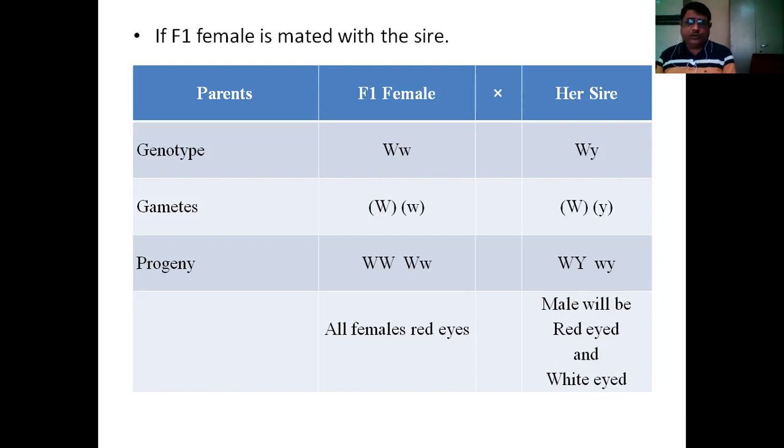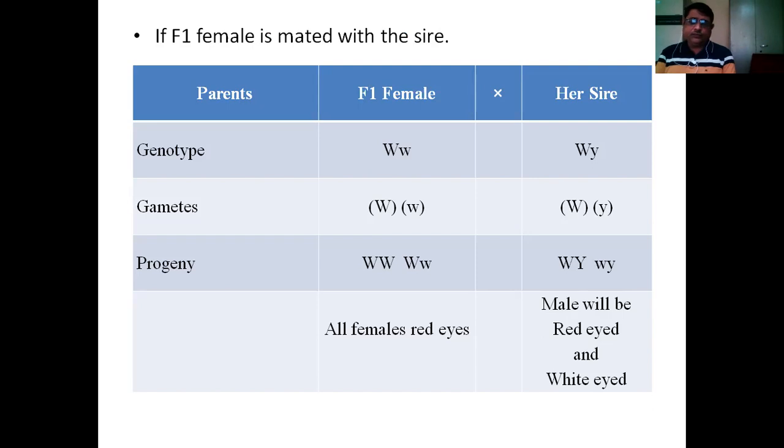And in the progeny, we will get capital W capital W, capital W small w. These will be the genotypes for the female, and for male, we will get capital W Y, and small w Y. So in both cases, 50% of these females will be red-eyed, but in case of male, 50% of males will be red-eyed, while another 50% will be white-eyed.